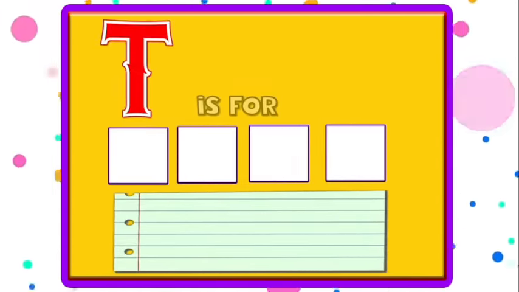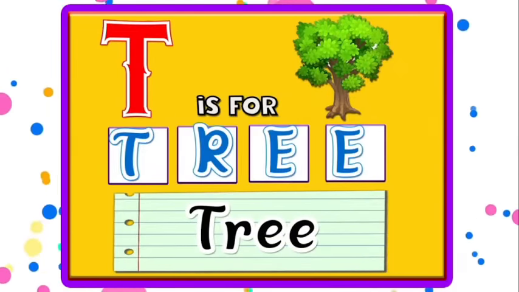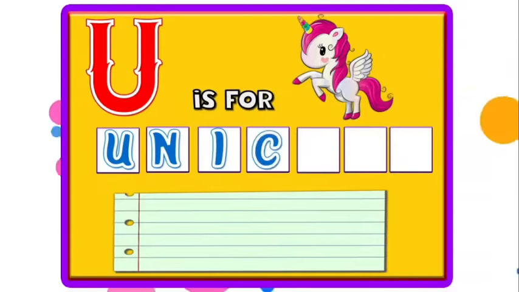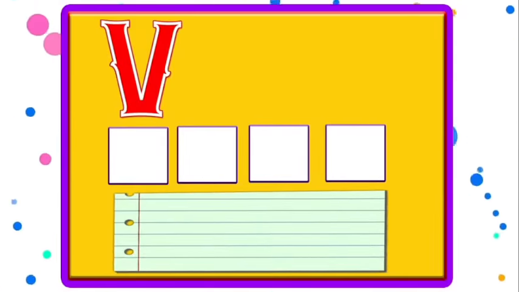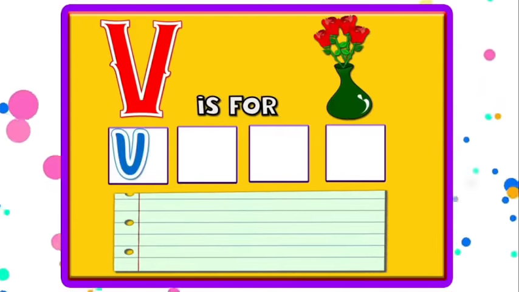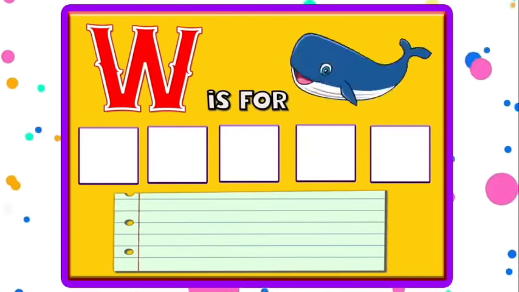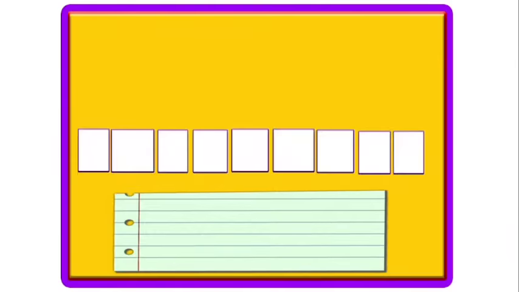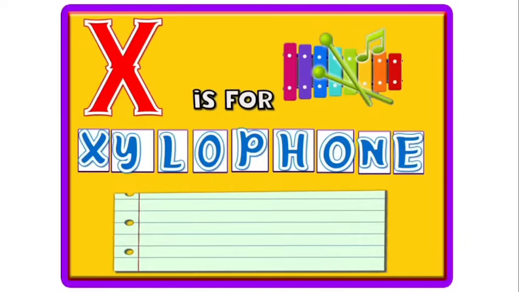T is for tree. T, R, E, E, tree. U is for unicorn. U, N, I, C, O, R, N, unicorn. V is for vase. V, A, S, E, vase. W is for whale. W, H, A, L, E, whale. X is for xylophone. X, Y, L, O, P, H, O, N, E, xylophone.